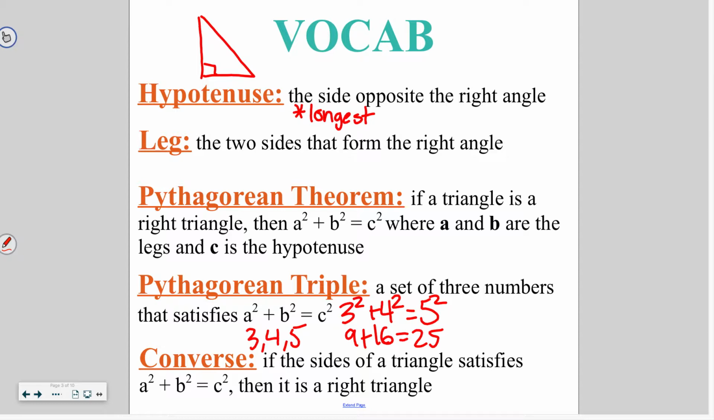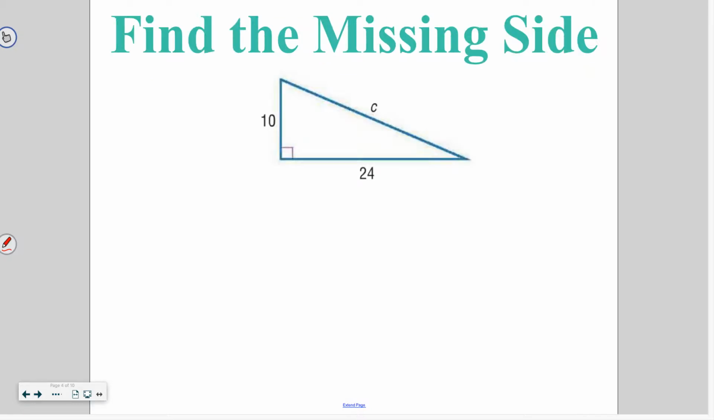The converse says the opposite of the theorem. So if the sides of a triangle satisfy a squared plus b squared equals c squared, then it has to be a right triangle. So if you have three side measurements that work for this equation, then there has to be a right angle in that triangle. So first thing we're going to use is the Pythagorean theorem to find a missing side.